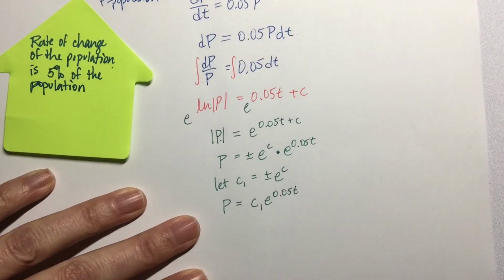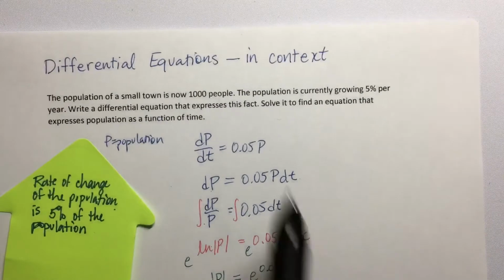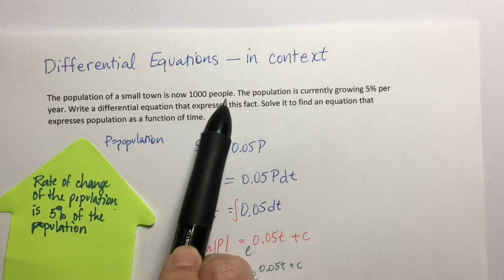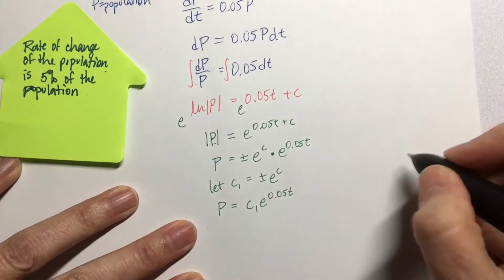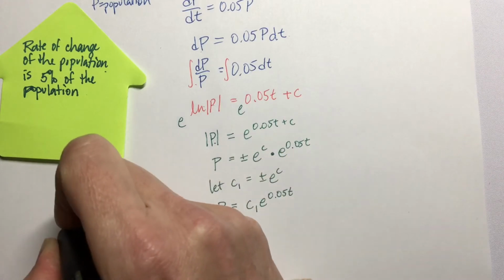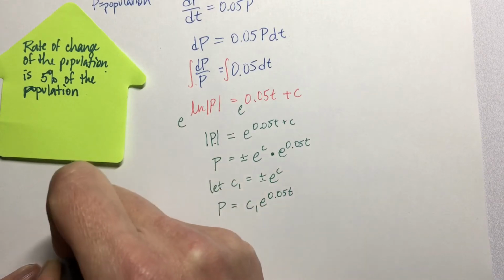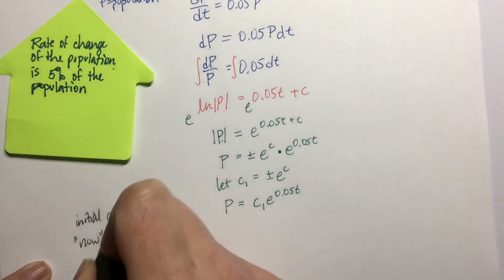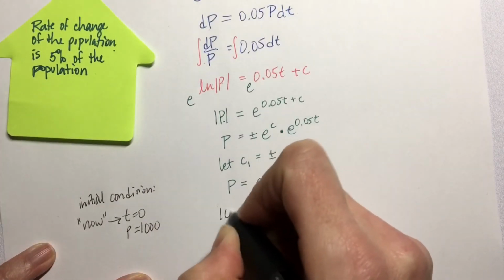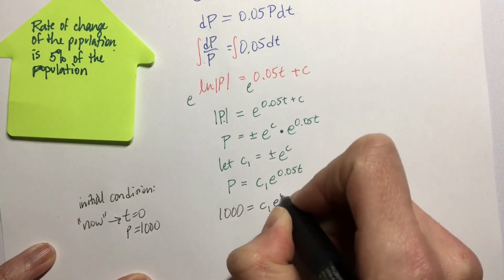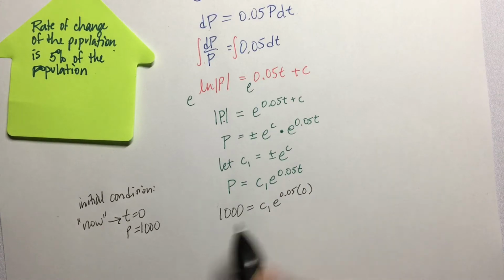And then our next step is to use that initial condition. So our initial condition, you're like, oh, what? Going back to the original. Okay, population is now 1,000 people. Let's call now time 0. So our initial condition is that now, I'm going to call that time 0, and then p is 1,000. So I have 1,000 equals c1 e to the 0.05 times 0. E to the 0, of course, is 1, so c1 is 1,000.